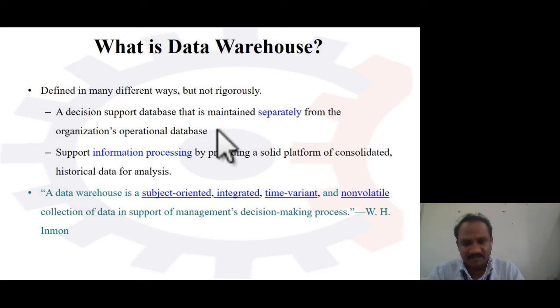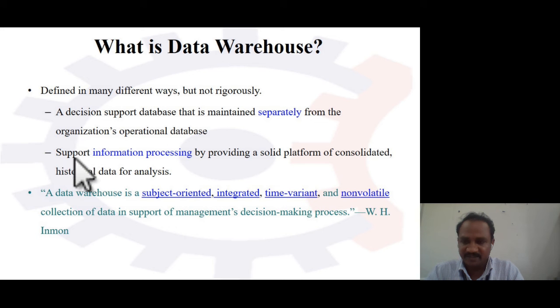But the operational database is collected on a daily transaction basis, and that daily transaction data is not able to give any type of decision to the organization when the company is in trouble or in loss. So operational database and decision support database are totally different. So this is what the definition says.